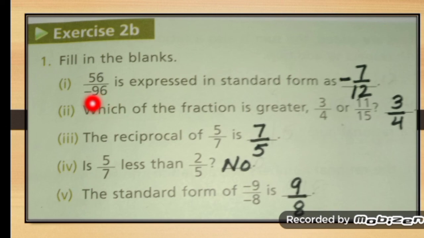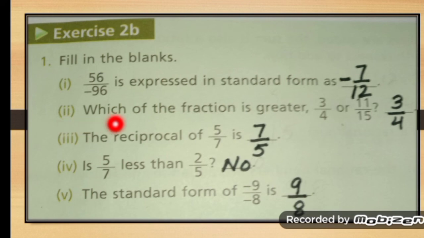So first we make the denominator positive. We will take this minus sign to the numerator, and then we see the common divisor of both 56 and 96. The common divisor of 56 and 96 is 8. So we will divide both numerator and denominator by 8. After dividing, we get 7 by 12. 56 divided by 8 will be 7 and 96 divided by 8 will be 12, and we will take this minus sign to the numerator. So the standard form of 56 by minus 96 is minus 7 by 12.